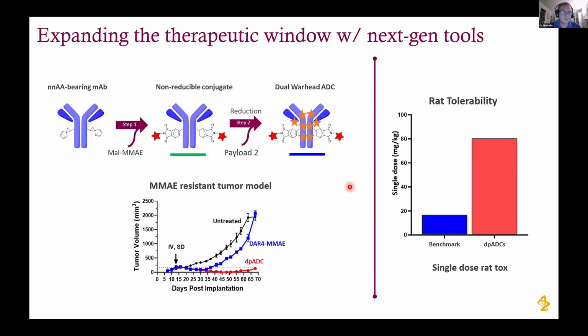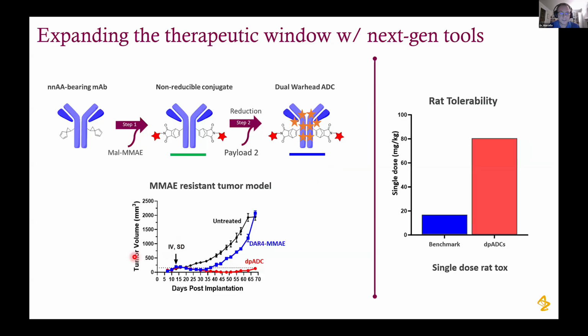Fortunately for us, our non-natural chemistry allows us to combine the non-natural conjugation method with cysteine-based conjugations to generate ADCs that have 2 warheads attached to the antibodies. So with these dual warhead ADCs, we combine drugs with different mechanisms of action to try to halt some of the resistance that we're observing.